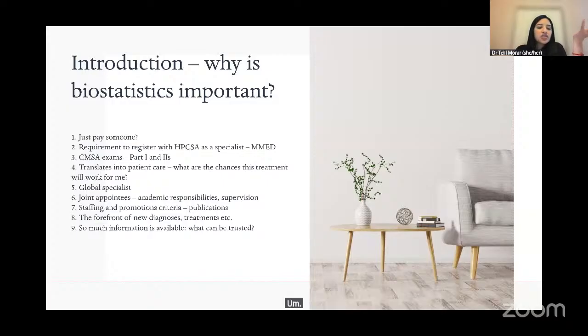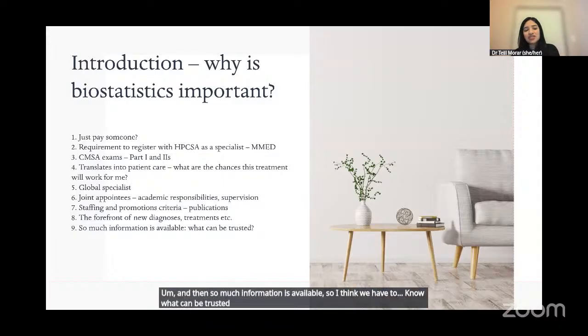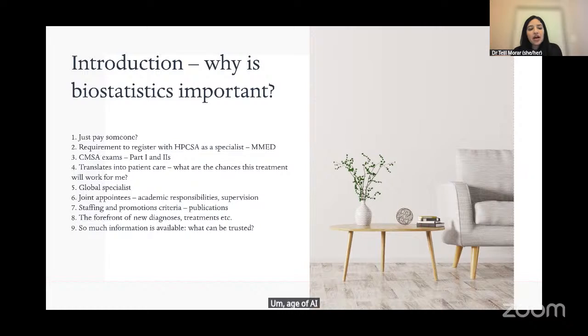And then so much information is available. So I think we have to know what can be trusted and what can't. Often now, especially in the age of AI, I think we need to be a bit more critical in terms of our thinking, and that requires a basic knowledge of biostatistics.